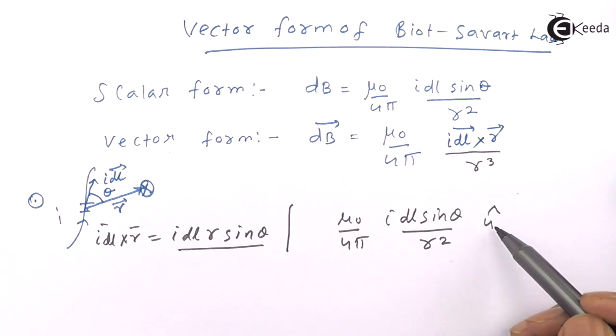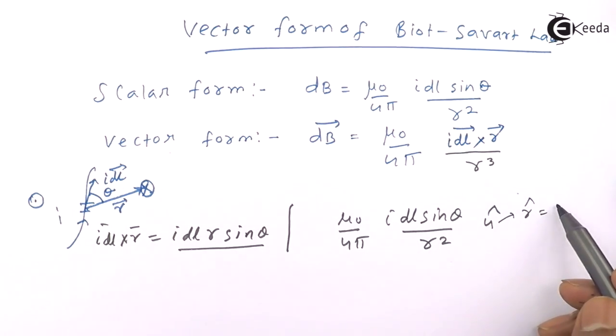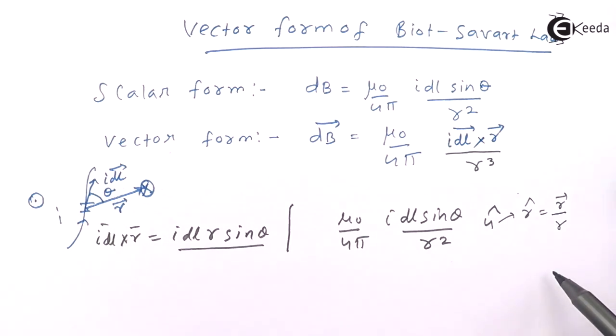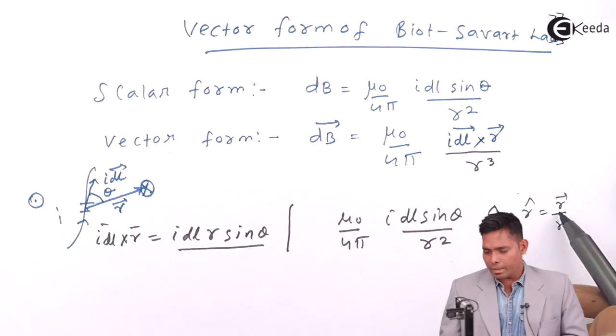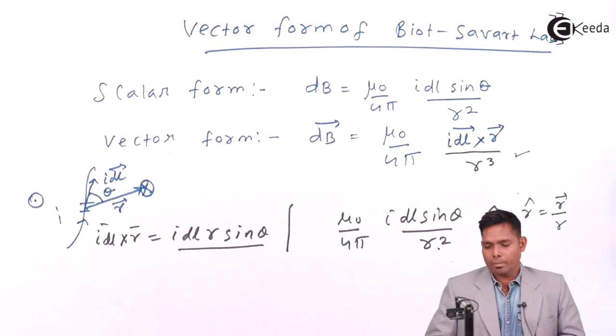I'll write here this r cap vector, which is the given vector divided by its magnitude. Okay, this I can write like this. So if I multiply directly this value here, then this r comes here and this r goes there, and it will become r cube like this. So this is the vector form of Biot-Savart law.